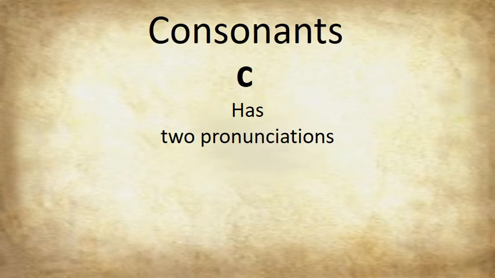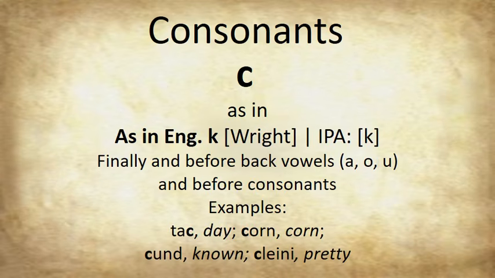Let's get to it. So C has two pronunciations. Let's get right to it. C, as in English K, so K, and this occurs at the end of words, finally, before back vowels, and back vowels are A, O, U, and before consonants. So we have our examples here. Tac, day, korn, corn, kund, known, kleine, pretty.